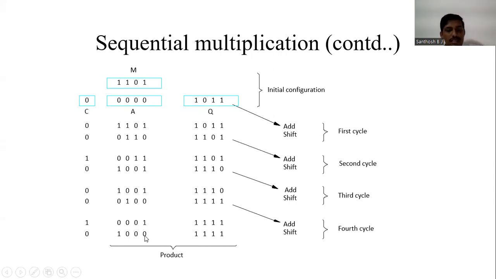Total value is 15. Here 16 bit is 0, 32 bit is 0, and 64th bit is 0, and 128 is 1. So 128 plus 10, 138 plus 4, correct. 128 plus, first you can consider 64, 64, 128. 128 plus 8, 136, plus 4, 140, plus 2, 142, plus 1, 143. So we get the final answer.